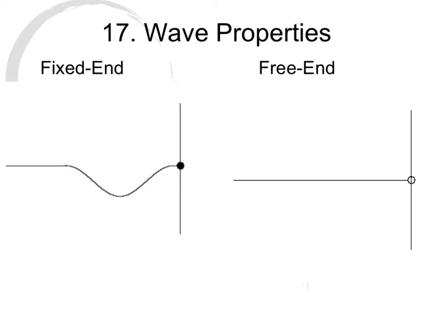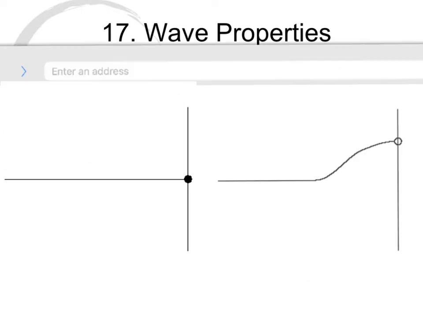The wave reflects and goes back in the other direction, but it's flipped now. On the other hand, if our boundary is free to move, like we have here, so maybe there's a little ring attached to our boundary, and when the wave comes in, it can slide up and down. What we end up seeing is that it reflects back exactly the way it came in.